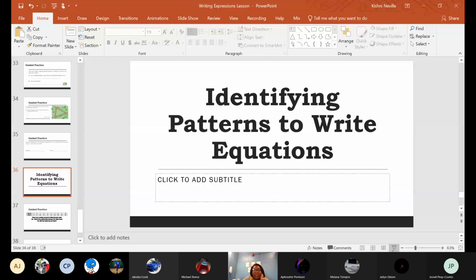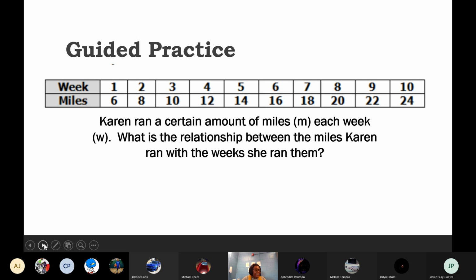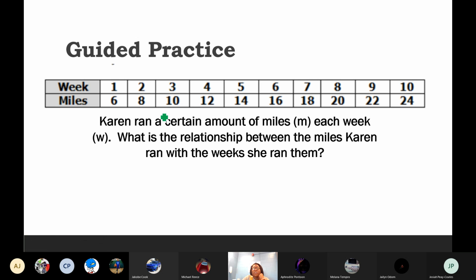Okay. So let's keep it moving. We're looking at identifying patterns today. You don't need to write this one down. So Karen ran a certain amount of miles each week, and we're going to let miles stand for M. Notice I'm underlining that. And each week, we're going to let that be represented by W.